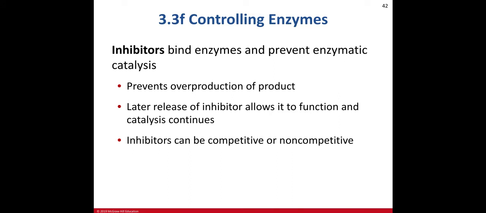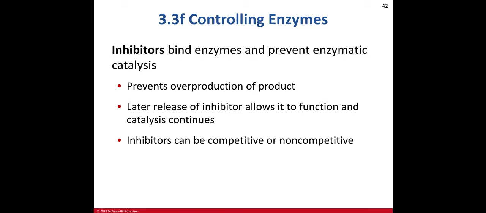All right, let's look at some ways that we can control these reactions. So, first, we're going to talk about inhibitors. Inhibitors will bind to the enzyme and stop these chemical reactions. We would want this because we don't want to produce too much of a certain product. That could also be a problem in our body. And then we can later release the inhibitor off of our enzyme and allow this chemical reaction to keep happening.